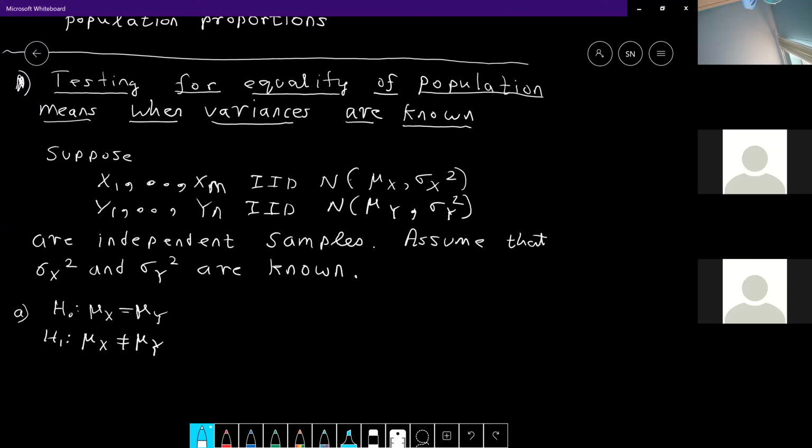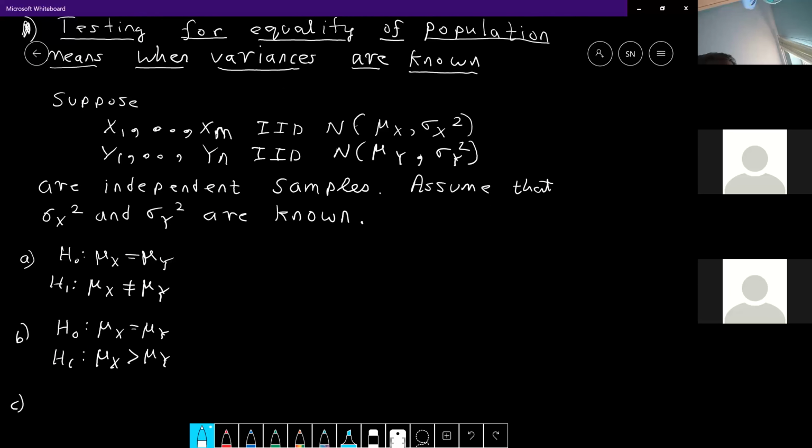Another possible test, B, excuse me, my writing is not really good at all. This is B and C. These are three possible tests, each comparing the population means corresponding to the samples, right?